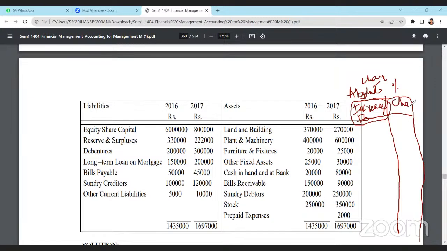So what is absolute change? Here we will deduct. For example, we write 16 and 17. If I take cash in hand, a current asset, normally we will not deduct 16 minus 17. We will deduct current year minus previous year. Absolute change means current year minus previous year. What is our current year amount? 80,000. And the previous amount is 20,000. So 80,000 minus 20,000 comes to 60,000. It is a plus figure.